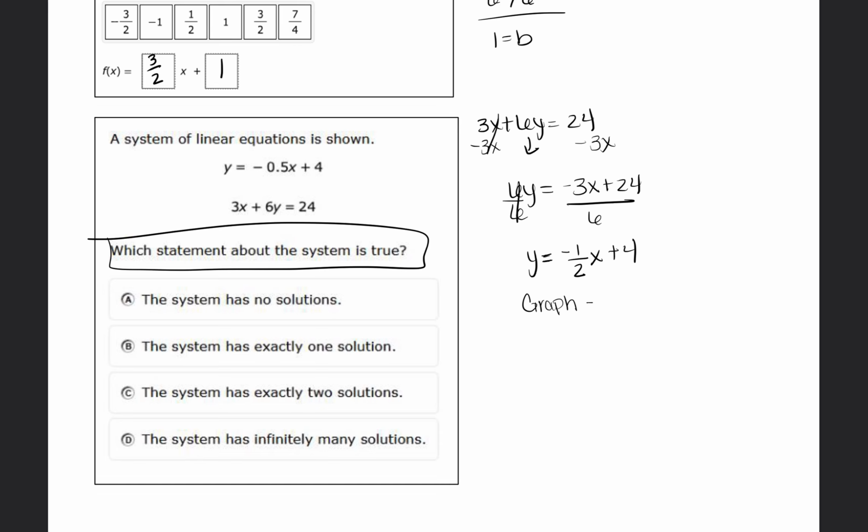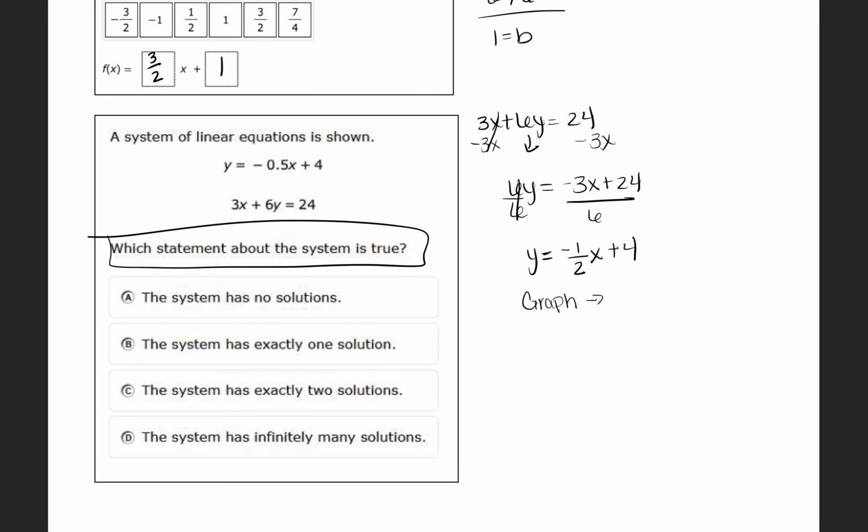Then you would have clicked tab, or let me rewind if you're actually writing these notes down. You click graph, and then you click enter, right? Then it gives you a graph. Then you're going to click tab. And when you click tab, it's going to give you another option.